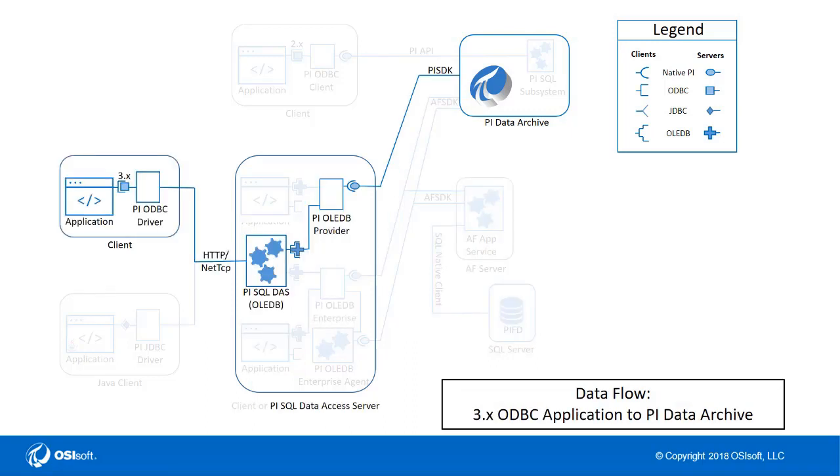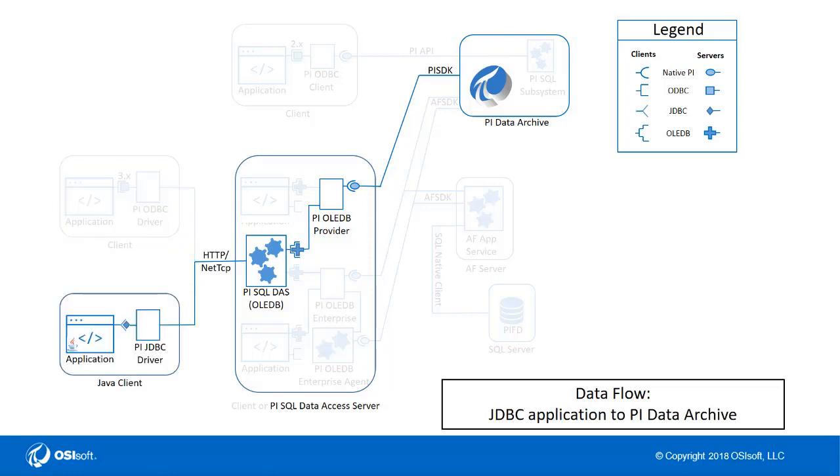For 3.x ODBC applications talking directly to the data archive, you have this data flow. It goes from the PI ODBC driver to the PI SQL Data Access Server, which will then use the PI OLEDB provider, and then it will speak PI SDK to the data archive. JDBC is the same thing, but with the JDBC driver and a Java application.